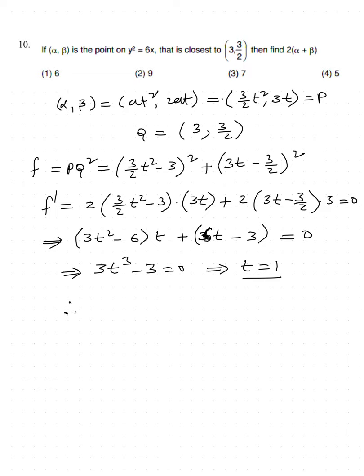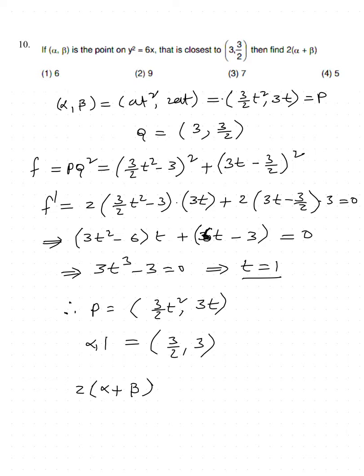So therefore, what is the point P we have taken? The point P is (3/2 t square, 3t). Now I will substitute t as 1. So this is (3/2, 3)... this is the (alpha, beta) we got. So now 2 times (alpha plus beta) is equal to 2 into 9 by 2, which is equal to 9. So your answer is option 2.